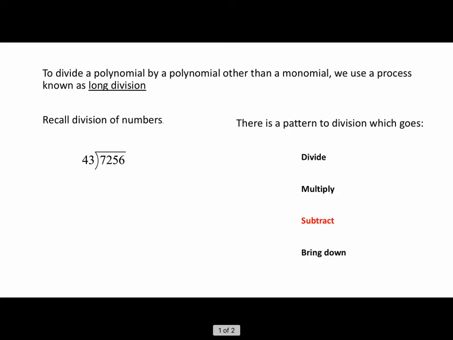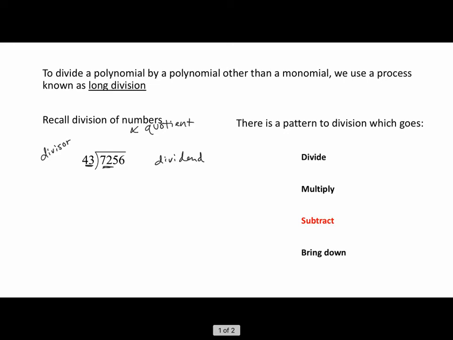To divide a polynomial by a polynomial other than a monomial, we use a process known as long division. And this is how we divide numbers by hand. So we look at how many times the divisor goes into the dividend. And the answer that we get is going to be our quotient.